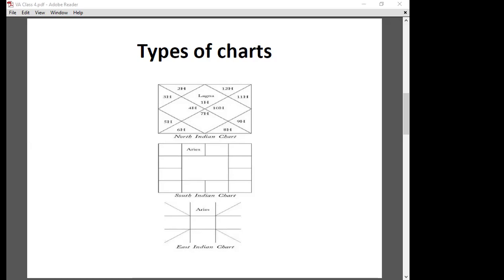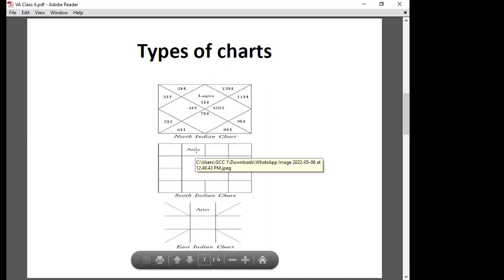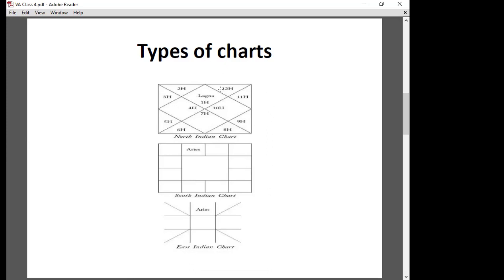So the East Indian chart is most often used in Bengal and Orissa. People here in Assam use the North Indian chart the most. But the East Indian chart is often used in Bengal and Orissa, and it also will have signs in a fixed order. That means the ascendant will be marked just like in the South Indian chart, and the remaining houses will be counted in an anti-clockwise fashion. So this is Aries, this is Taurus, this is Gemini, this is Cancer, this is Leo, and so on. So for the North Indian chart and East Indian chart, the calculation will be anti-clockwise, and for the South Indian chart, the calculation will be clockwise.